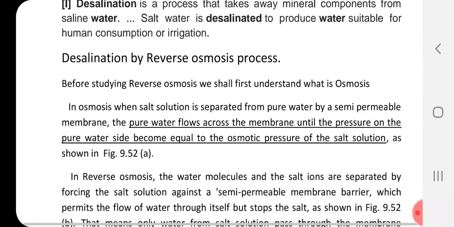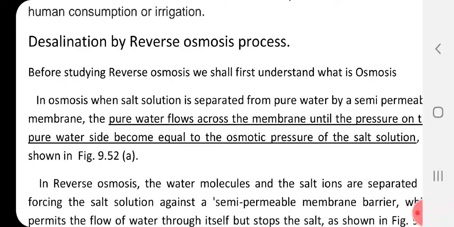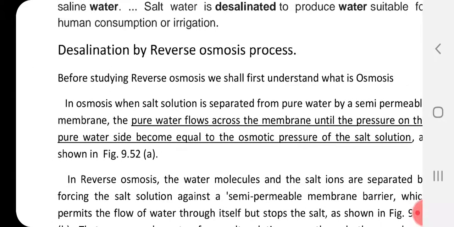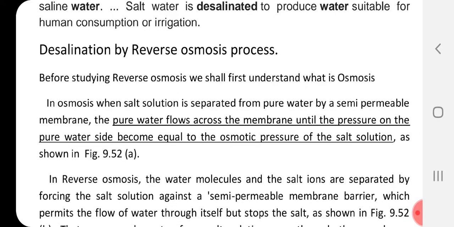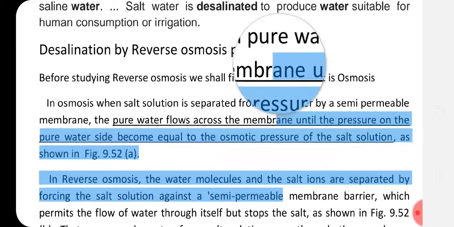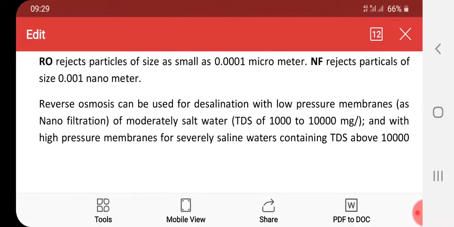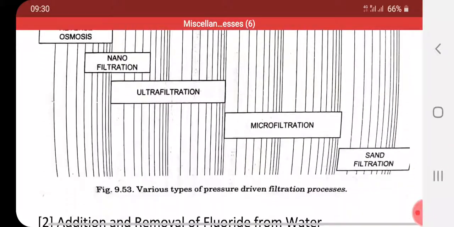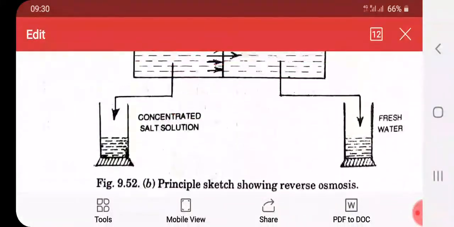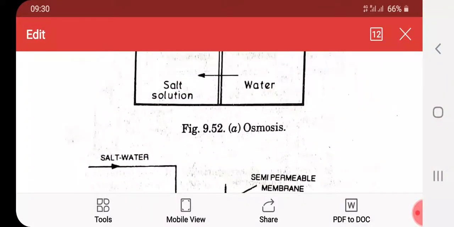Here it is clearly written. In osmosis, when salt solution is separated from pure water by a semi-permeable membrane, the pure water flows across the membrane until the pressure on the pure water side becomes equal to the osmotic pressure of the salt solution, as shown in the figure. I think a better way is to explain with the help of the figure. This one is that figure.